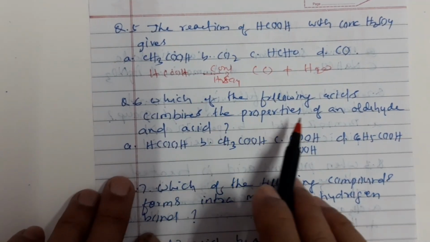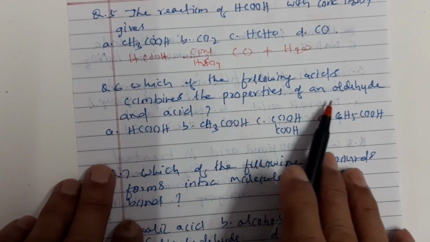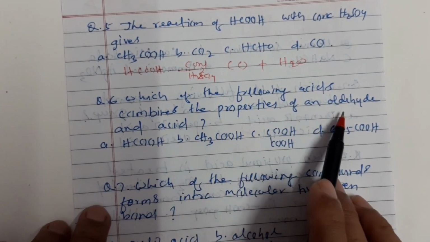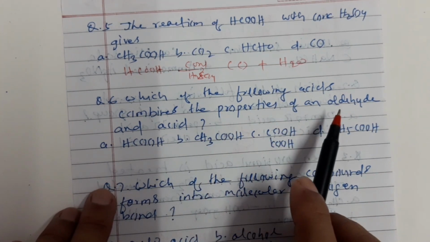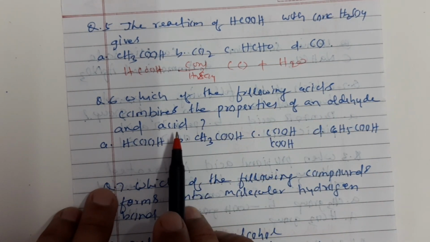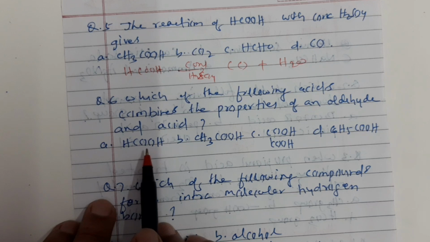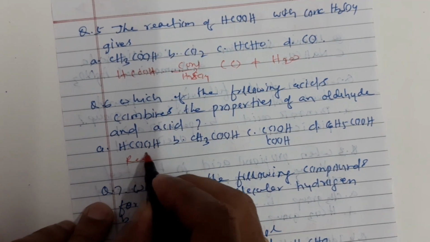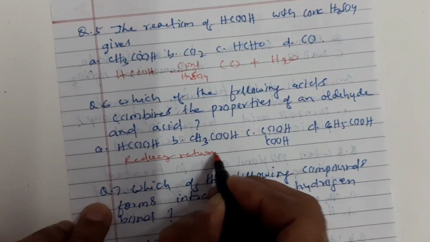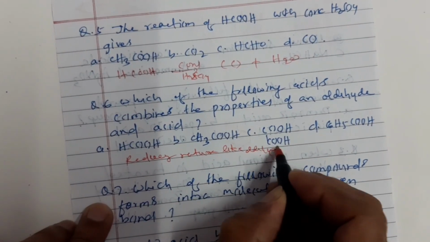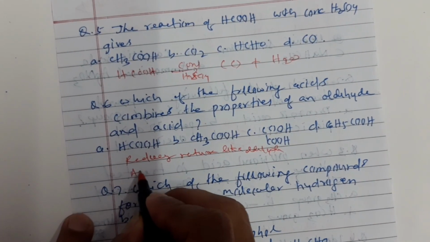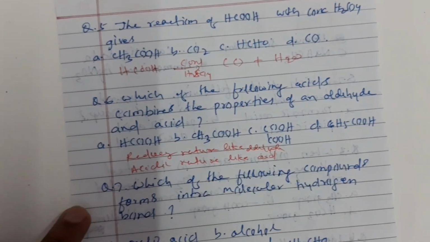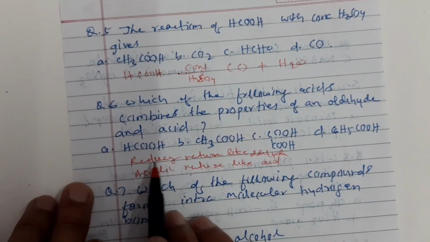Next, which of the following acids combines the properties of an aldehyde and an acid? That means the acid must have the property of an aldehyde and the property of an acid. So which one? This is formic acid. Formic acid shows reducing nature like aldehydes, and acidic nature like acids. So this is the dual character of formic acid, both aldehyde nature and acidic nature.